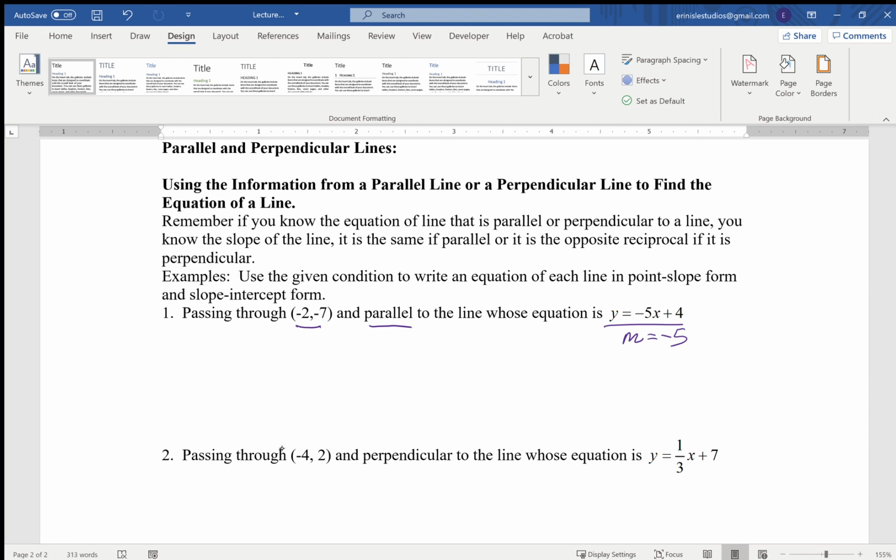So I have y, which is -7, equals m, which is -5, times x, which is -2, plus b. So -5 times -2 gives me a +10. So I subtract 10, I get a -17 equals b. Y equals -5x minus 17.